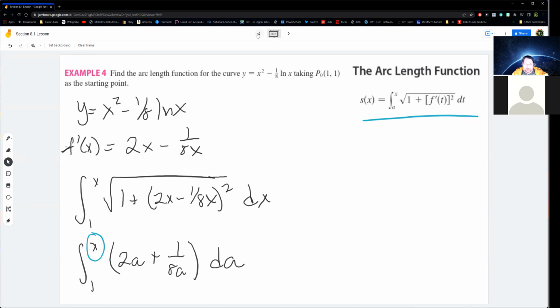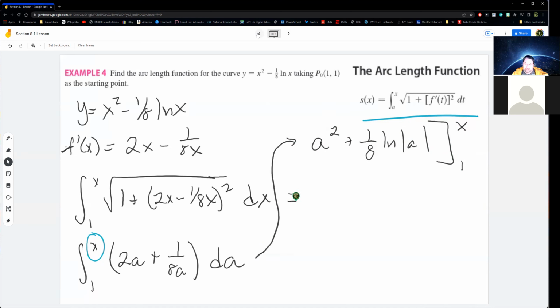So now we're just going to do the integral of that. So this ends up becoming a squared plus 1/8 ln of a. And we're evaluating this whole thing from 1 to t, or from 1 to x. So my final answer ends up being x squared plus 1/8 ln of x minus 1.